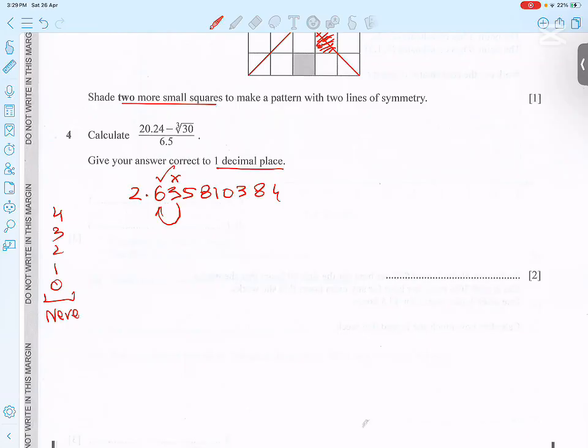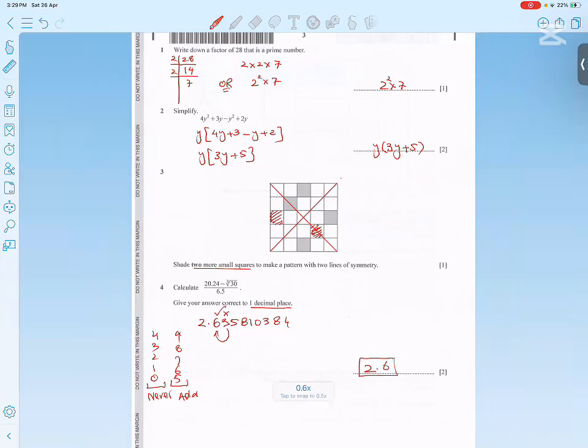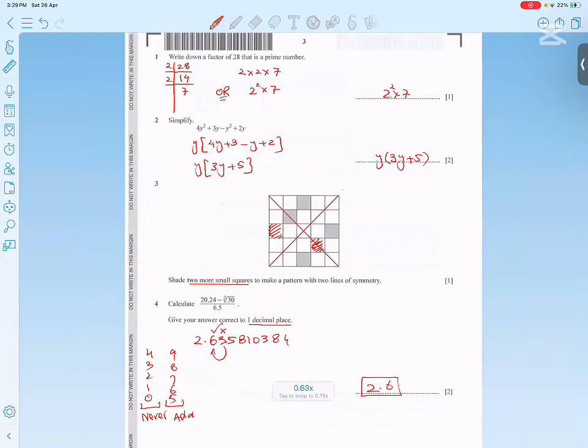But when 5, 6, 7, 8, 9 comes, we always add 1. So is this 3 among this category? So we will not add. So the final answer to 1 dp is 2.6. And I believe the concept of the first page is completely over.